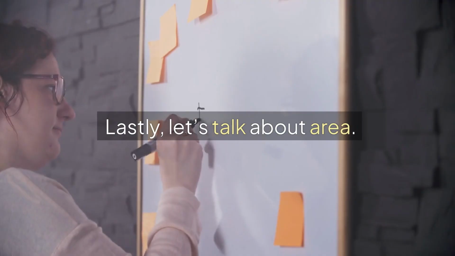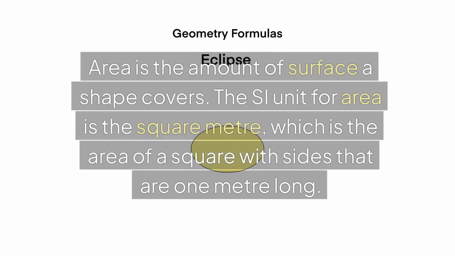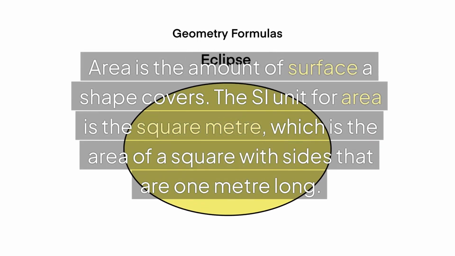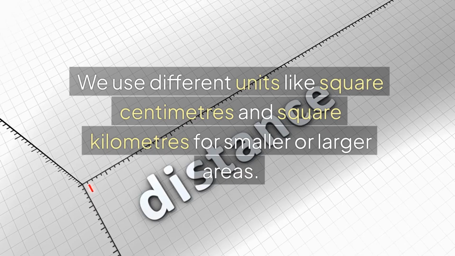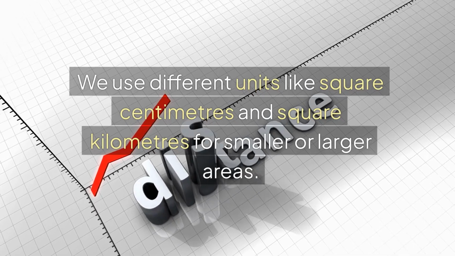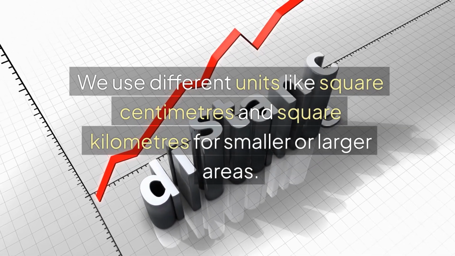Lastly, let's talk about area. Area is the amount of surface a shape covers. The SI unit for area is the square meter, which is the area of a square with sides that are 1 meter long. We use different units like square centimeters and square kilometers for smaller or larger areas.